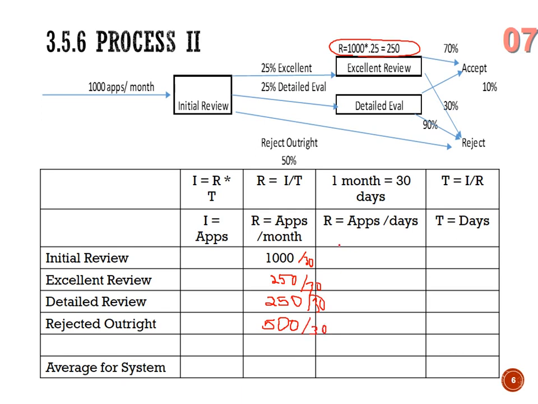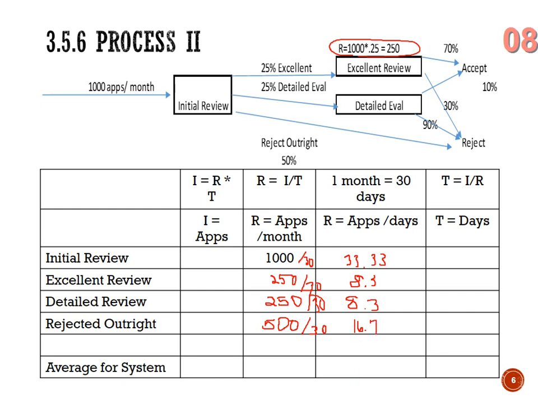And once I do that, 1,000 divided by 30 is still 33.33. 250 divided by 30 is 8.3. And 250 divided by 30 is still 8.3. And 500 divided by 30 is 16.7. So now I have my throughput for each of those steps.